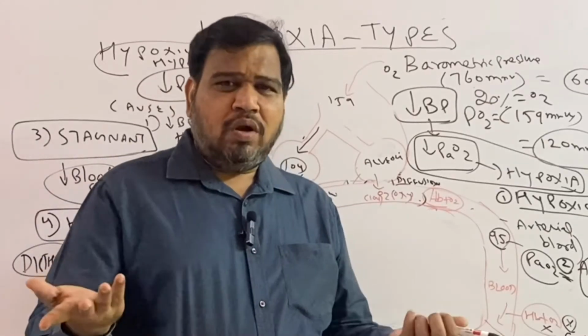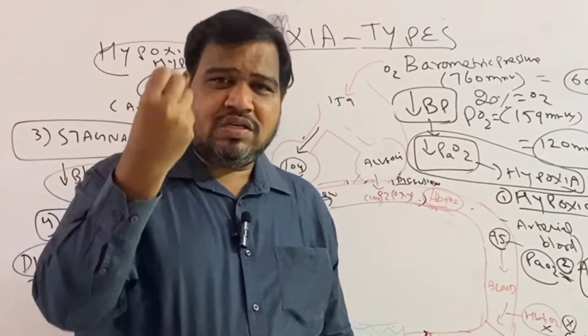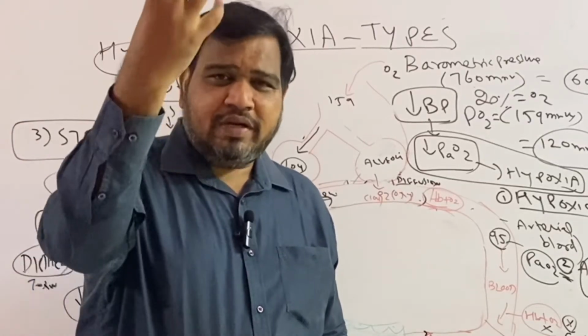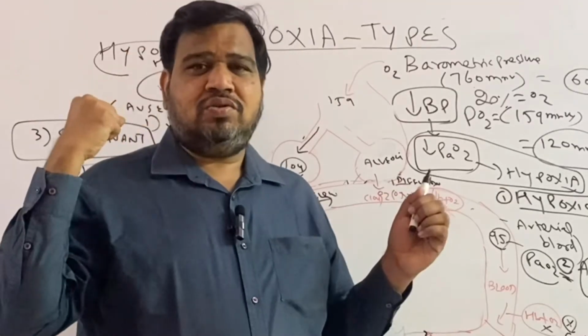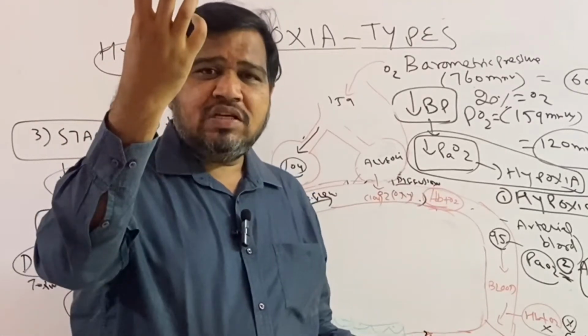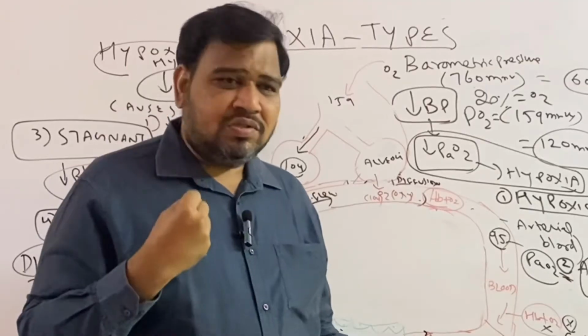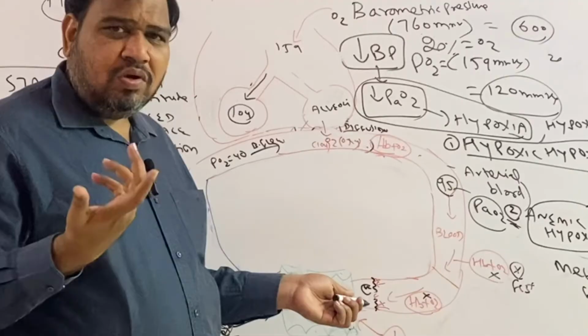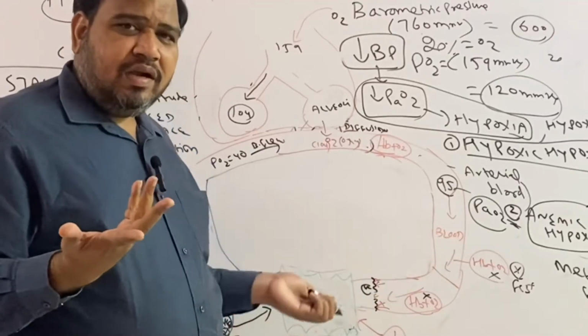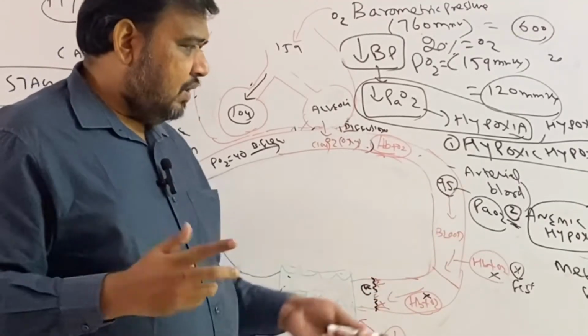So hypoxia, as I already told, is a decrease in oxygen utilization by the tissues. Tissues will not be able to take up oxygen. The proper definition is deficiency of oxygen uptake by the tissues. Here, the hemoglobin is not carrying the oxygen, so the oxygen is not being taken up by the tissues properly. So this is anemic hypoxia.